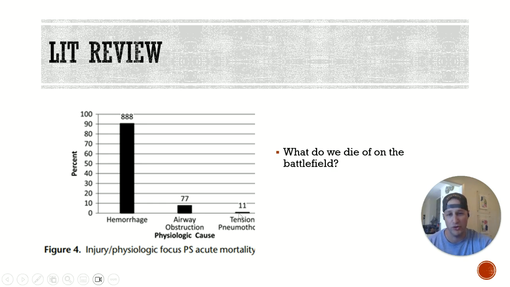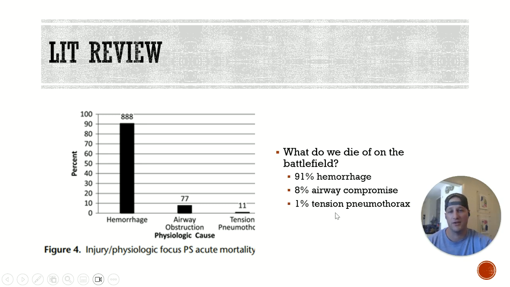That's number 2, and then tension physiology, tension pneumothorax is number 3. 91% is hemorrhage, 8% is airway compromise, and then 1% tension pneumothorax. So I think tension pneumothorax is certainly a sexy topic that everybody wants to talk about. Needle decompression, finger thoracostomies, chest tubes, chest seals. It's a very low risk phenomenon, but it does happen.